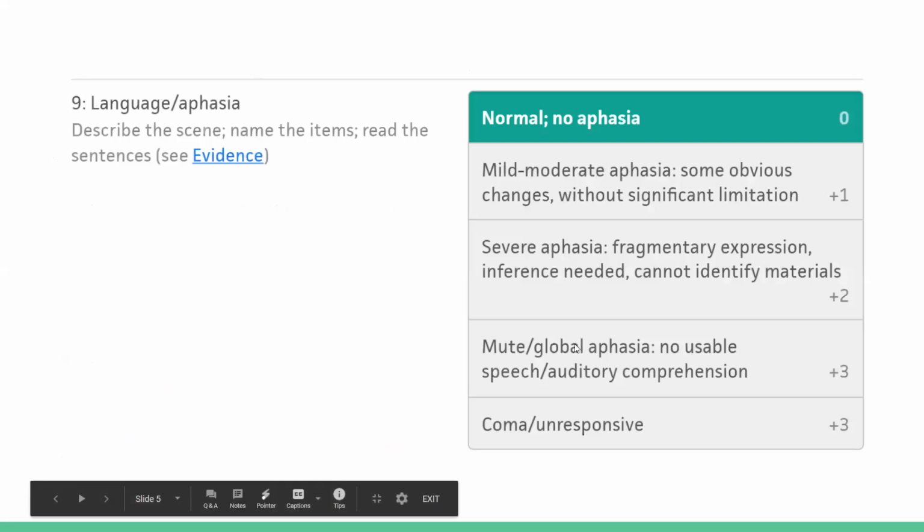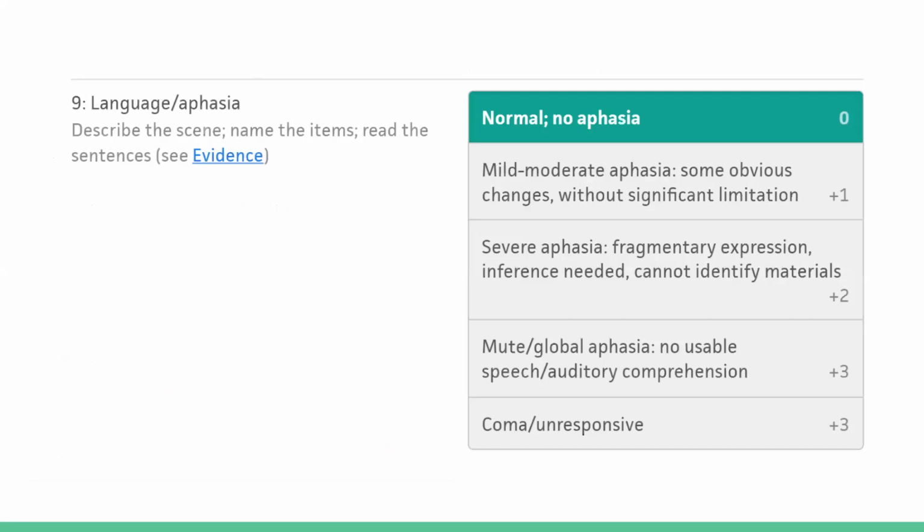So usually the neurologist will have a book with common images or scenes. They would ask the patient to describe the scene, name the items, or read sentences. Then they score based on the severity of the aphasia if it is present.